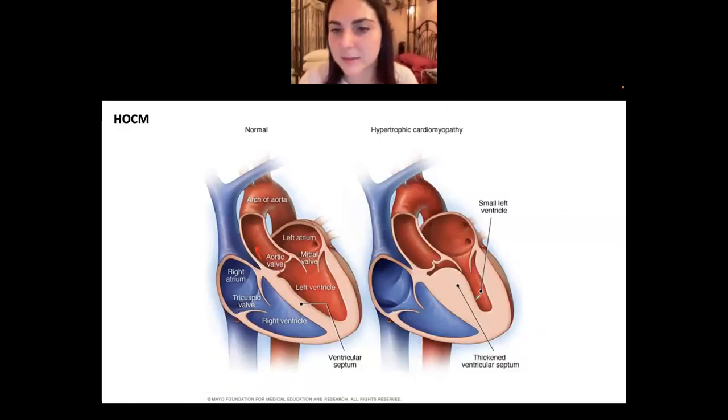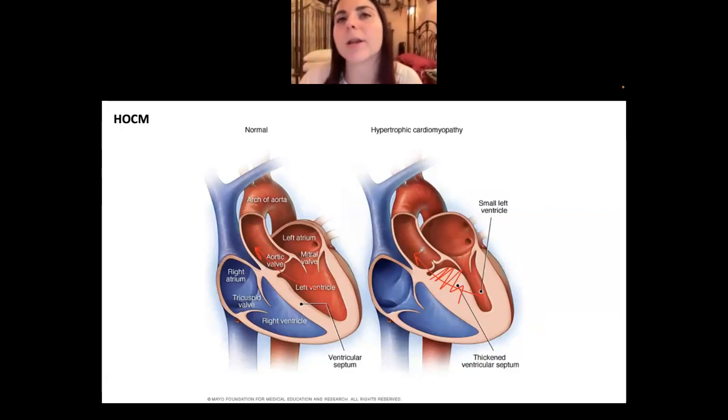For HOCM, if it's an athlete, the reason is that this heart already can't pump out as much blood as a normal heart, right? It can't pump out as much blood. When you're running on the field and you need to increase your cardiac output like 80% when you're exercising, you could literally die because the septum just completely blocks the output.